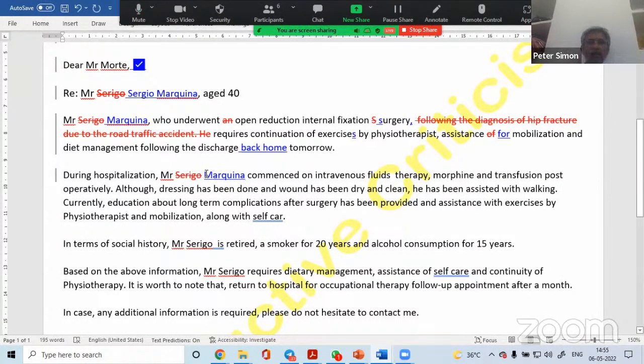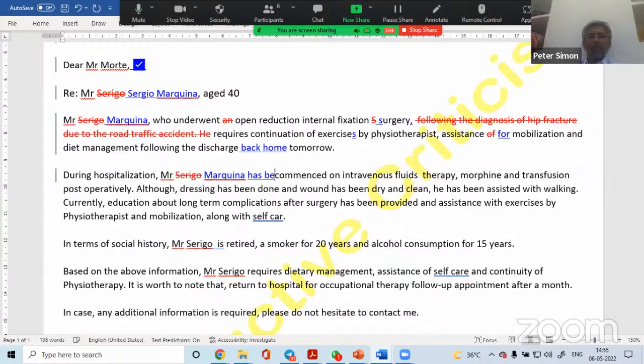During hospitalization, Mr. Marquina was commenced. During hospitalization, present tense, now also he is in hospital, has been commenced. Mr. Marquina has been commenced on intravenous fluid therapy, not fluids therapy. Fluid therapy, singular, adjective.